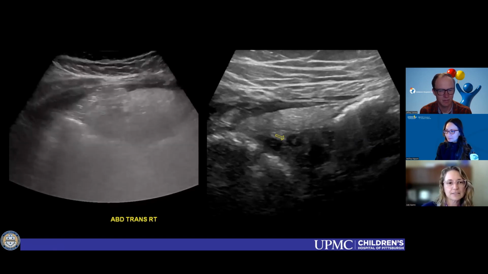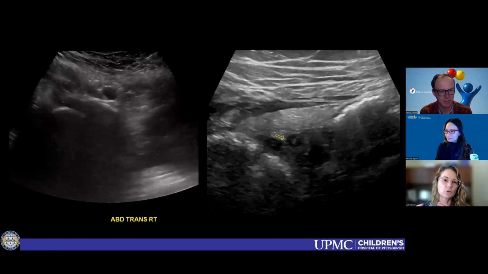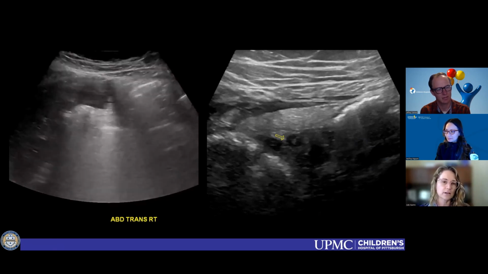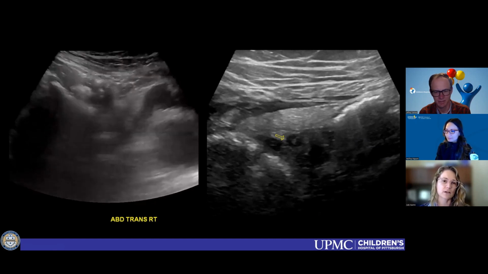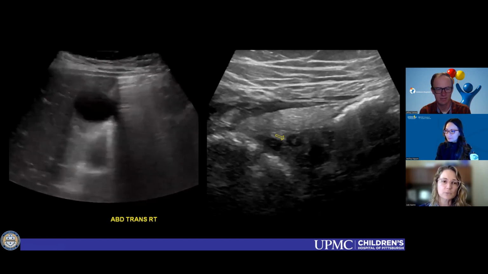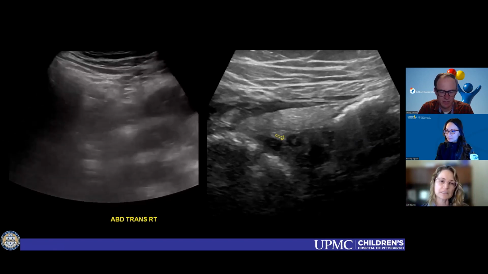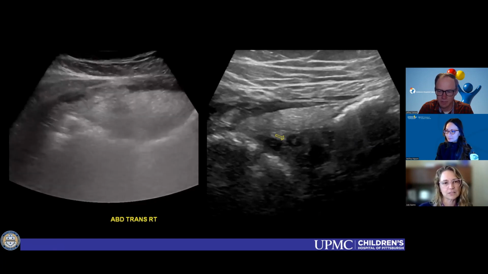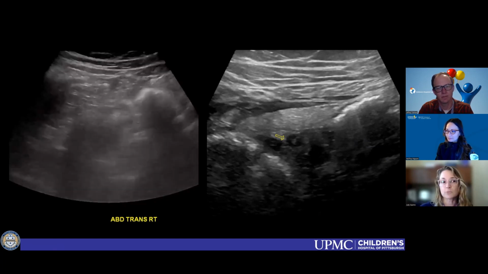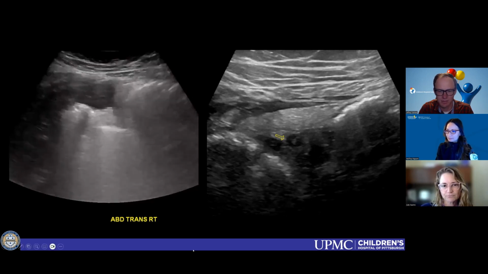On the cine clip on the left side, you can see a sort of triangular, localized, abnormally echogenic focus of fat. In addition to that perihepatic free fluid, there was some free fluid in the pelvis, not a ton, but maybe a little more than we would typically see physiologically. So we were concerned there was some sort of inflammation going on, not related to the appendix.